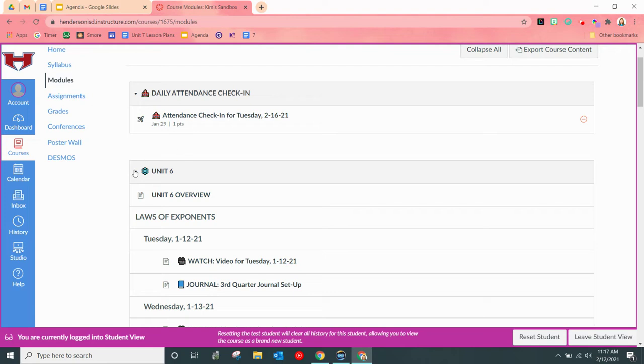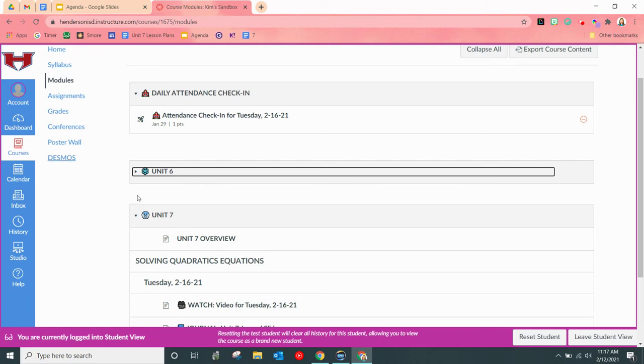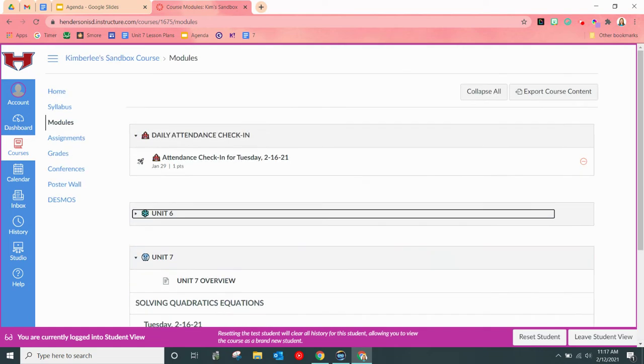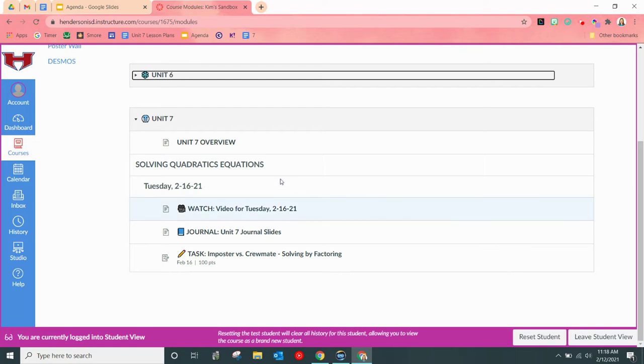But this is what I want to remind you about. The little arrow right here, click it, and it'll collapse the whole Unit 6. So you don't have to keep scrolling down. It makes your modules page really short and gives you less to scroll through. So here's a little overview of what we're going to learn in Unit 7 if you want to look at that. We're going to start off solving quadratic equations. It's pretty much the whole unit is solving quadratic equations. And we're also going to look at simplifying radicals tomorrow.